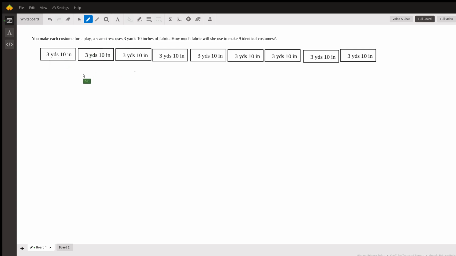So we have a couple equations to do. We have 2 different units here. We're using yards and inches. So we can start by saying we have 3 yards and we have it 9 times. So we can do 3 yards times 9, which is going to give us 27 yards of fabric. So that's our first equation.